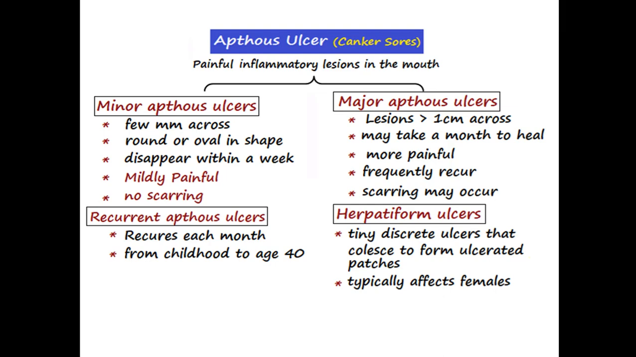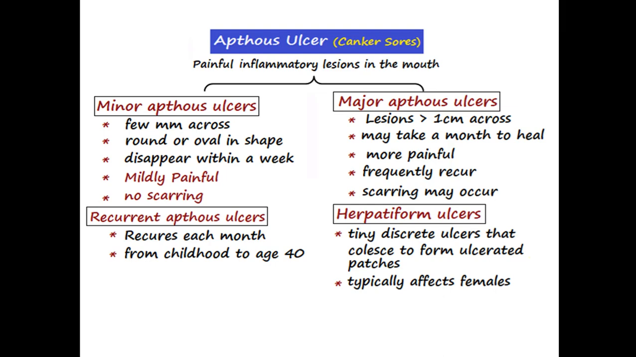Now we call them recurrent Aphthous ulcers if they occur each month, and the common age for the recurrent Aphthous ulcers is from childhood to age 40, and its exact etiology and cause is unknown. The normal minor Aphthous ulcers may occur 3 to 4 times in a year. But if they occur repeatedly, recurrently, each month, then we say these are the recurrent Aphthous ulcers.